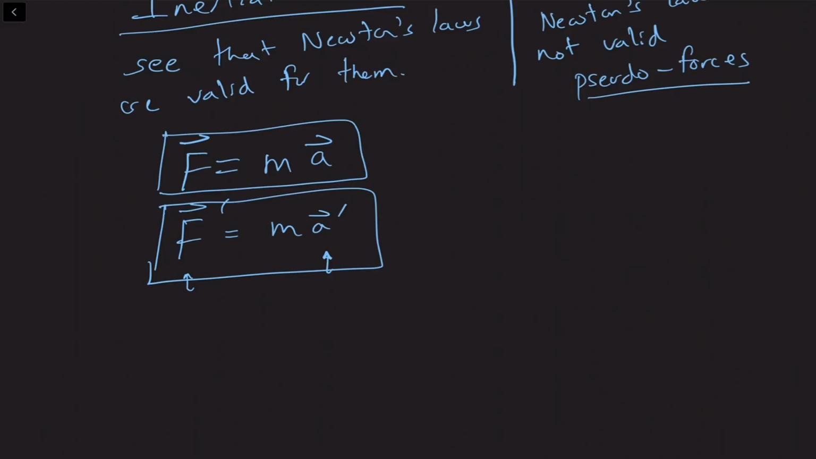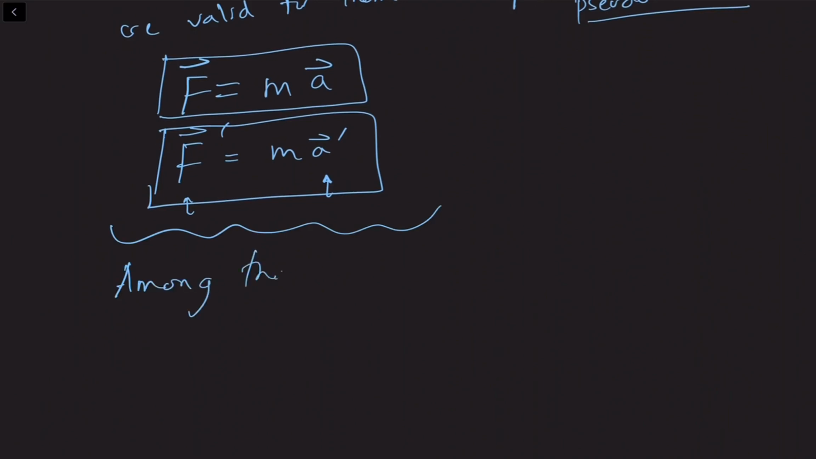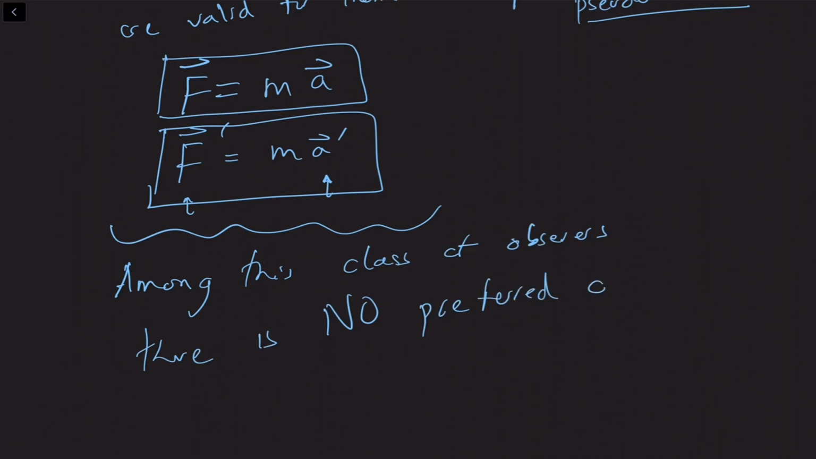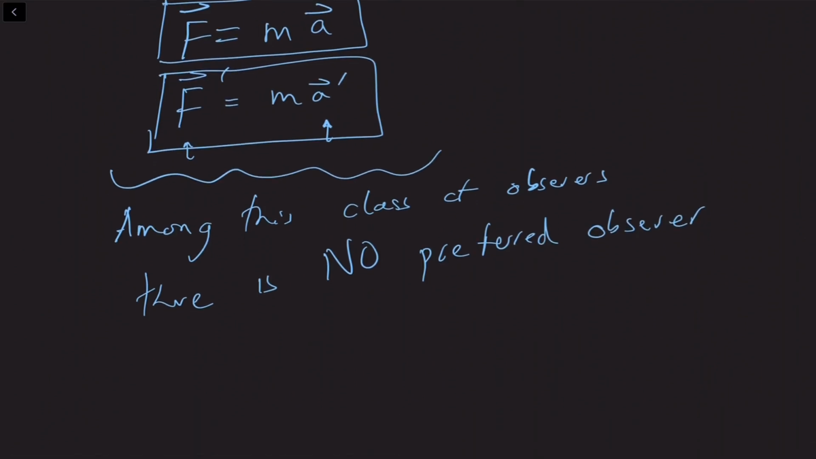Now, the interesting thing is, none of these observers, among the inertial observers, among this class of observers, there is no preferred observer. There is no one observer in this class of observers who sees Newton's laws as being valid and who are moving with respect to each other at constant velocity. There is no one observer whom you could say is in a state of absolute rest.